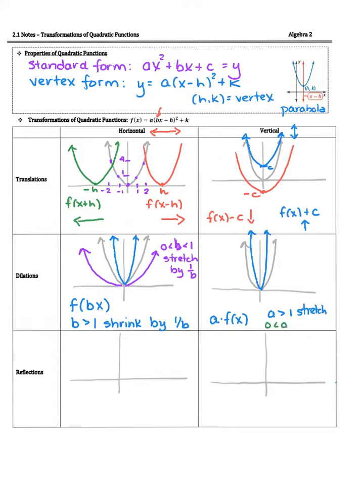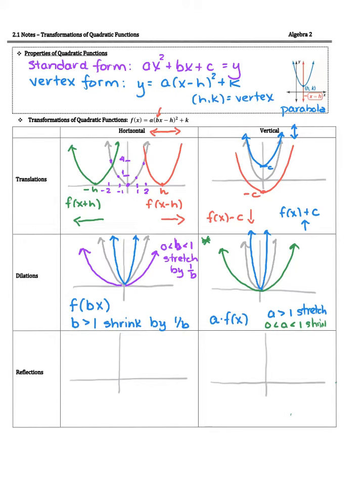And if a is between 0 and 1, it's a shrink vertically. So that means you're getting closer to the x-axis when you shrink vertically. So it kind of widens you up. So if you have a fraction, you actually have a much wider graph because it's shrinking down to the x-axis. Okay, and this is the one that we're going to most focus on, more than the horizontal.